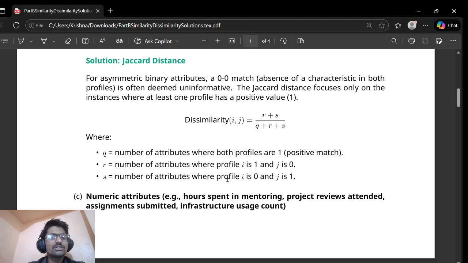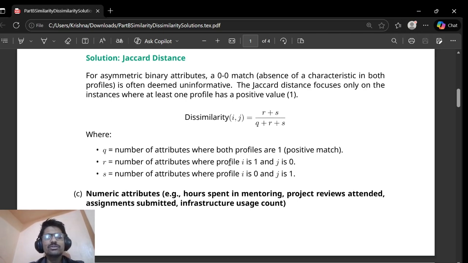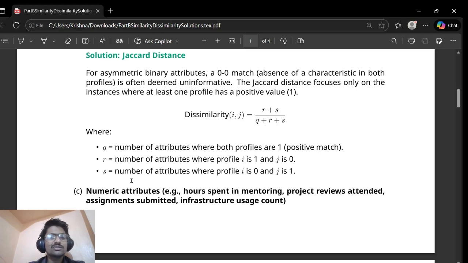Where Q is equal to the number of attributes where both profiles are 1, a positive match. R is equal to the number of attributes where profile I is 1 and J is 0, and S is equal to the number of attributes where profile I is 0 and J is 1.